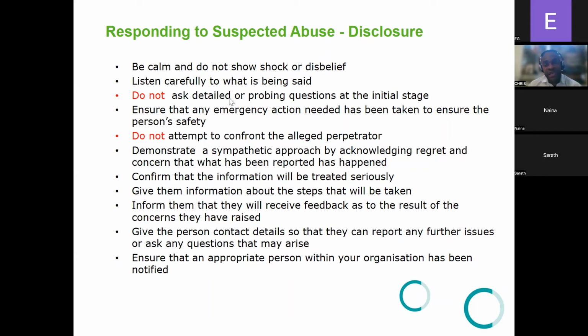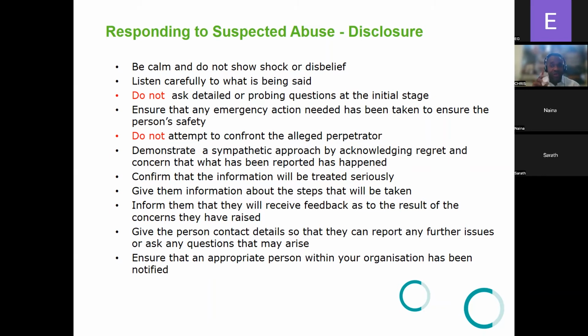Right, so the first thing is when a service user tells you, I'm being abused, or you suspect that a person is being abused, the first thing is that you don't show shock. Do not show shock or disbelief. You have to stay calm.